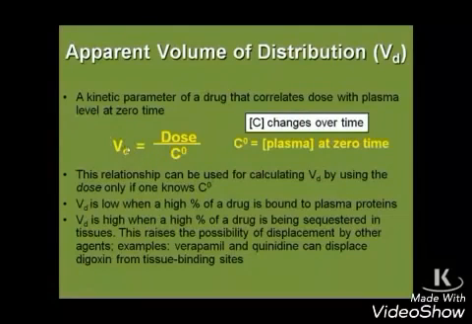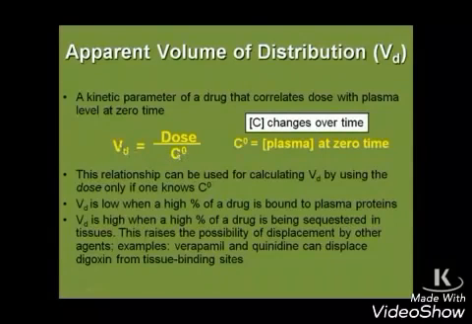If you look at the relationship between VD and plasma concentration, you could predict that VD is low when a high percent of the drug is bound to plasma proteins. Now, why is that? Because binding to plasma proteins is going to keep the drug in the plasma. You're going to have a higher amount in the blood. If this number is high, this number is going to be low. VD is high when a high percent of the drug is sequestered in tissues. Right? If the drug is being sequestered in tissues, it's obviously not staying in the plasma very effectively.